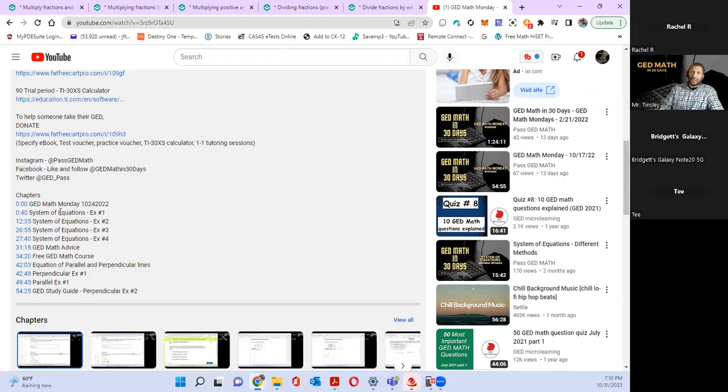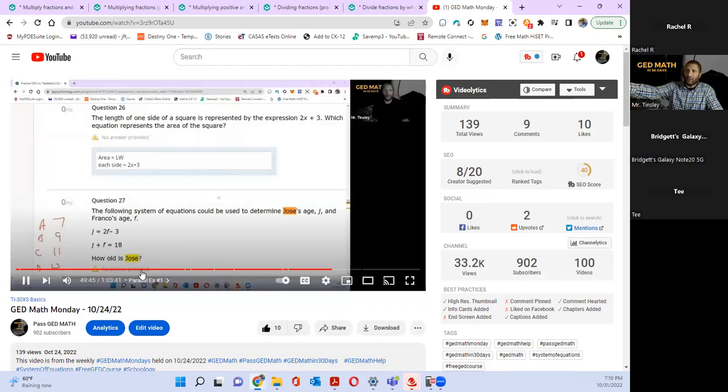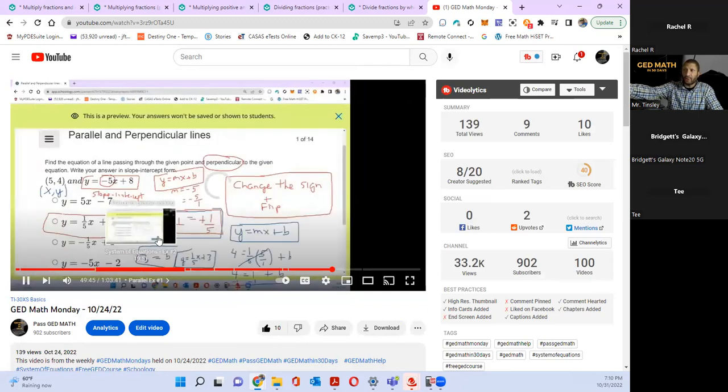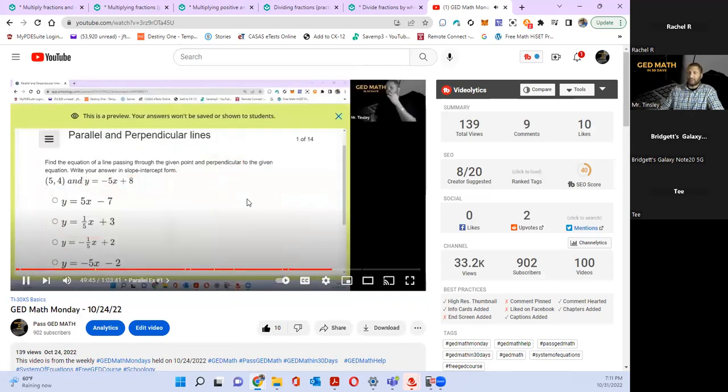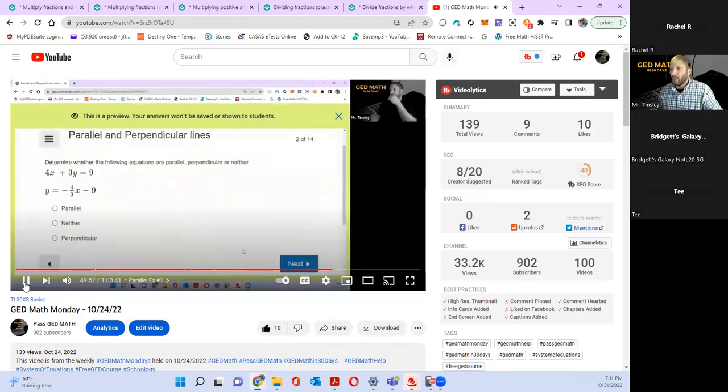So in this video, system of equations, I got 4 examples. Equation of parallel and perpendicular lines, I have 4 examples. I got 2 parallel, 2 perpendicular, and you can go right to those. So if I want to go to parallel, to understand parallel, I can click right on that link right there, and it'll fast forward to the problem with the parallel. So you won't have to try to find it yourself. So I wanted to make that clear for you.